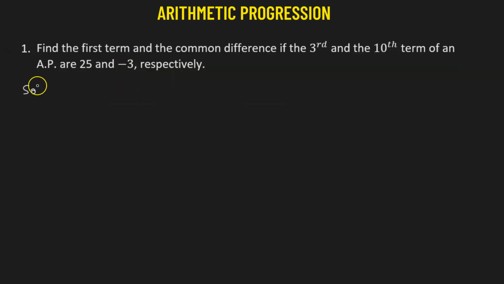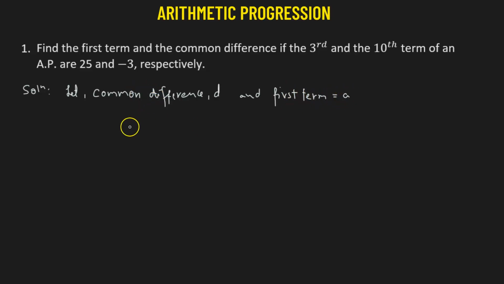So we'll first consider that the common difference is represented by the letter d in lowercase, and we have our first term represented by the letter a in lowercase. So here it's given that the third term, a3, has a value of 25, and we have the 10th term with the value of -3. So using this information, we need to obtain the value of our first term as well as the common difference.